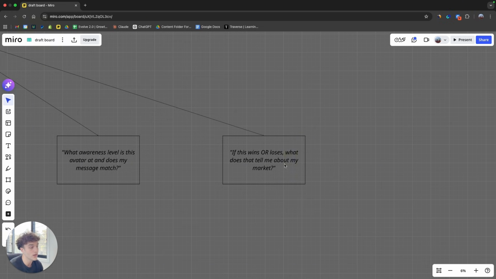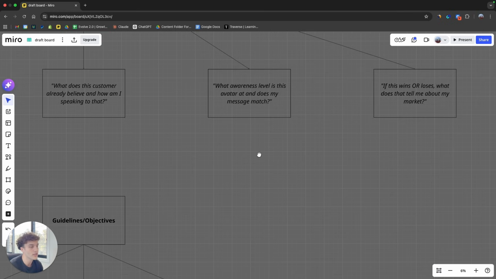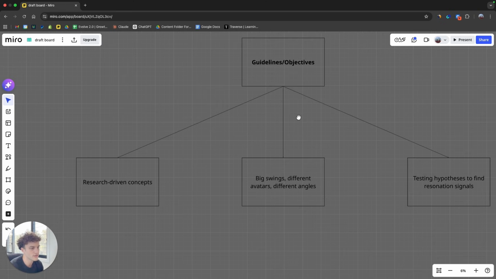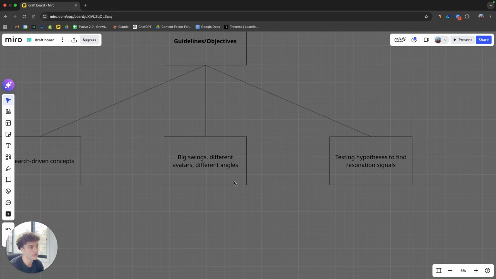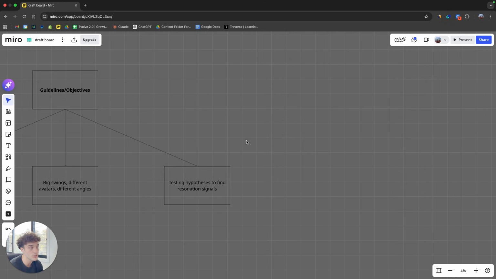And again, reiterating that 100% ad hit rate theory that I was talking about before, regardless of the results of a test, if you have an objective, okay, sweet. If it wins, good, I make money. If it's bad, good, I learn a shit ton and I'm able to become a better marketer and have a higher chance of finding a winner. So guidelines and objectives, now obviously this is for ideations. So we're going with research-driven concepts. Again, the saying that I've said 100 times through this video is we are using research, we're not guessing. Very big swings, different avatars, different angles initially, trying to get as much data as we possibly can, testing hypotheses to find resonation signals, and the resonation signals are coming through the allocation of budget by Facebook.